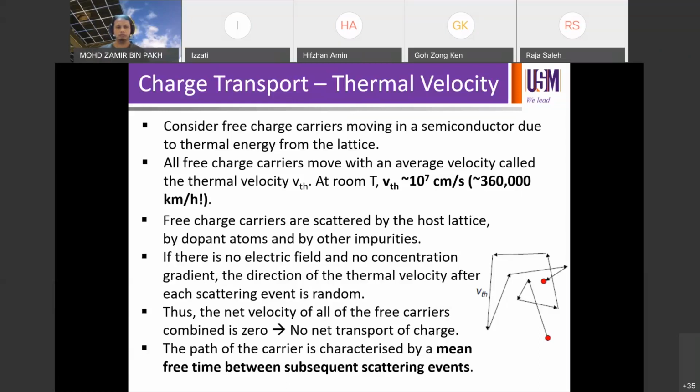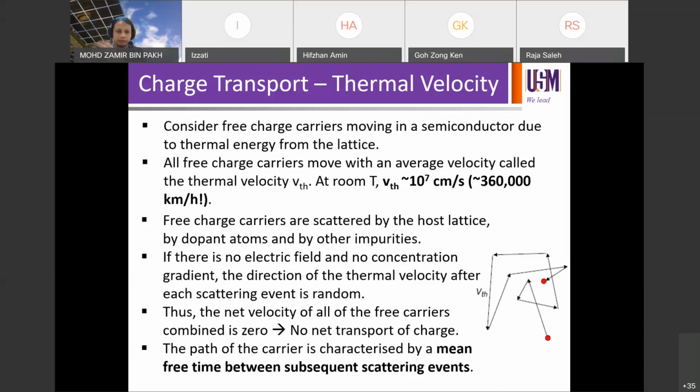The movement of the carriers is scattered by the host lattice. So they will move randomly. It's going to be random movement of the charge carriers. They experience scattering by the lattice, colliding with each other and with the lattice. And also by dopant atoms that have been incorporated into the lattice to alter the conductivity, and by other impurities that are present in the lattice as well. So collision with the lattice, collision with the dopant atoms, collision with other impurities if they are present in the lattice.